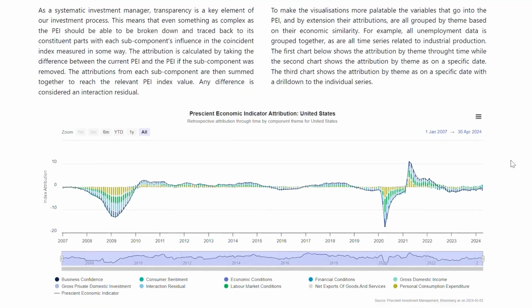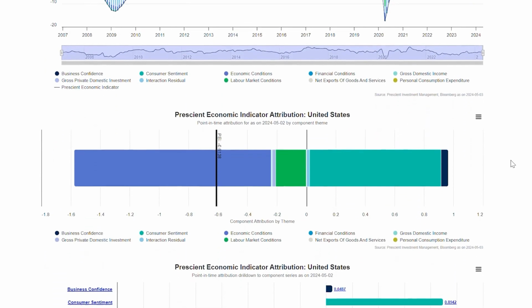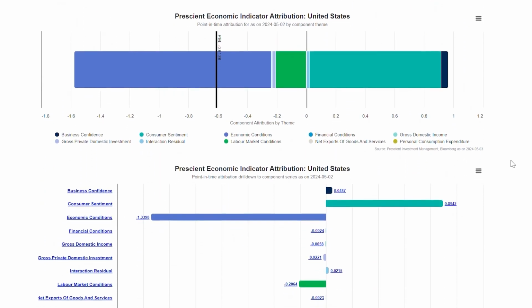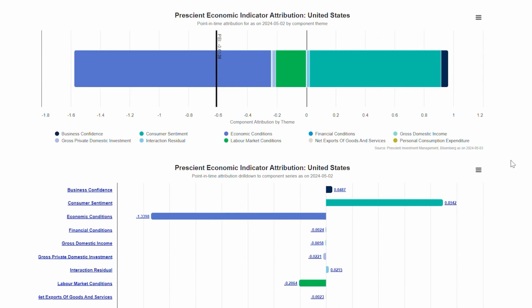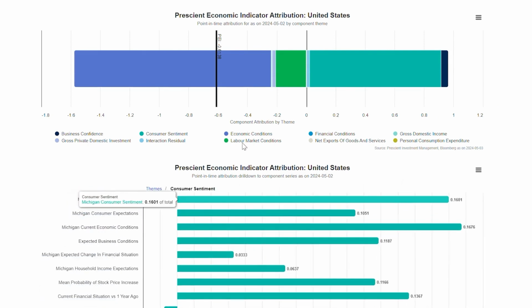But I think the key to this story is actually not necessarily the number, but it's the principal components of that number. So what we do here is we decompose that PEI into the contributors towards PEI. Ignore the numbers themselves. What we want to show you though is the different contributions in different directions from the different families of indicators. So main theme here being that consumer sentiment in the United States is a strong positive contributor. So consumer sentiment includes things like Michigan consumer sentiment, expected business conditions, all sorts of different consumer-related indicators.